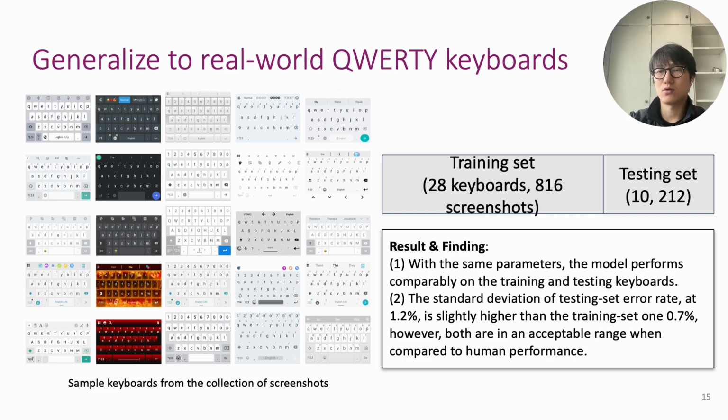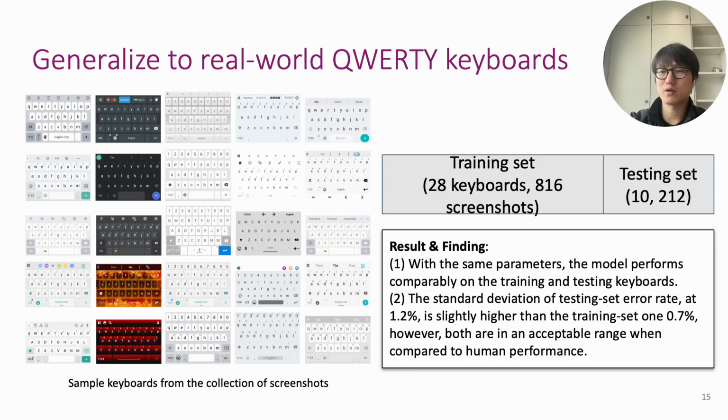The CRTypist model also shows the advantage that its ability can be transferred to unseen keyboards. We tested the generalizability of the model with the screenshot collection in the benchmark, splitting it into a training set with 28 keyboards with 816 screenshots, and a testing set with 10 keyboards with 212 screenshots.